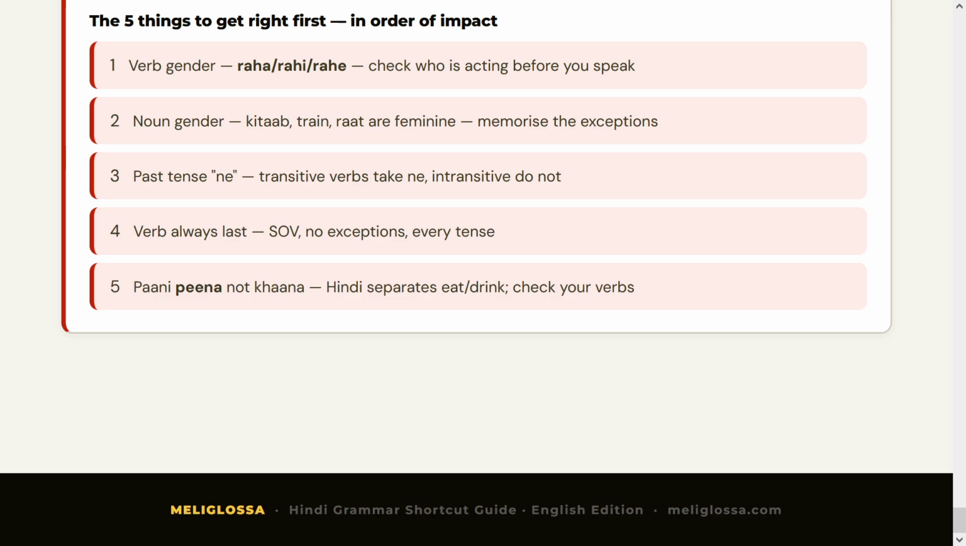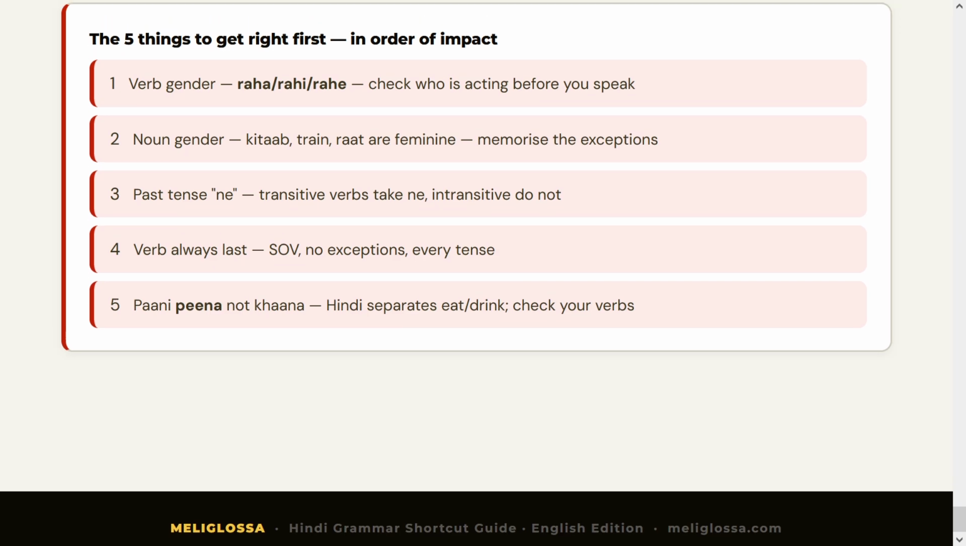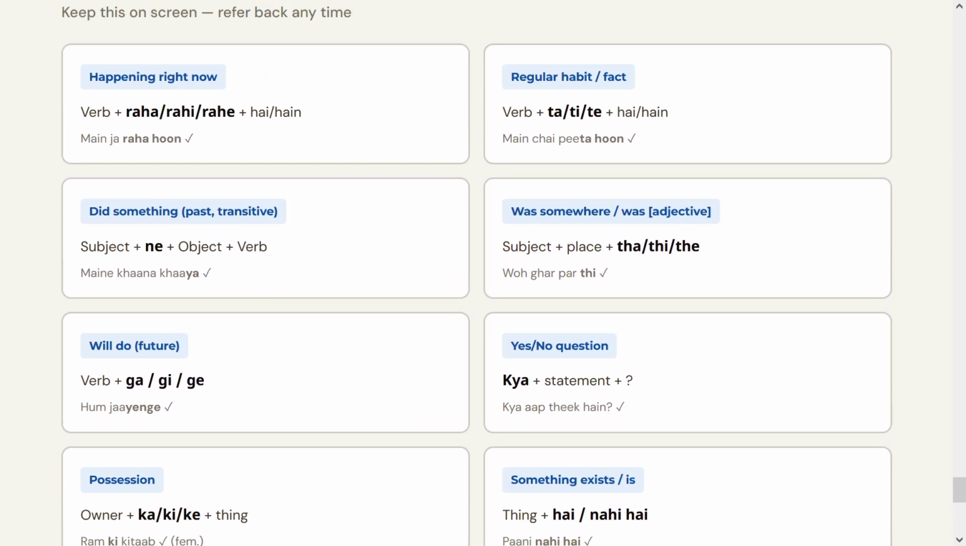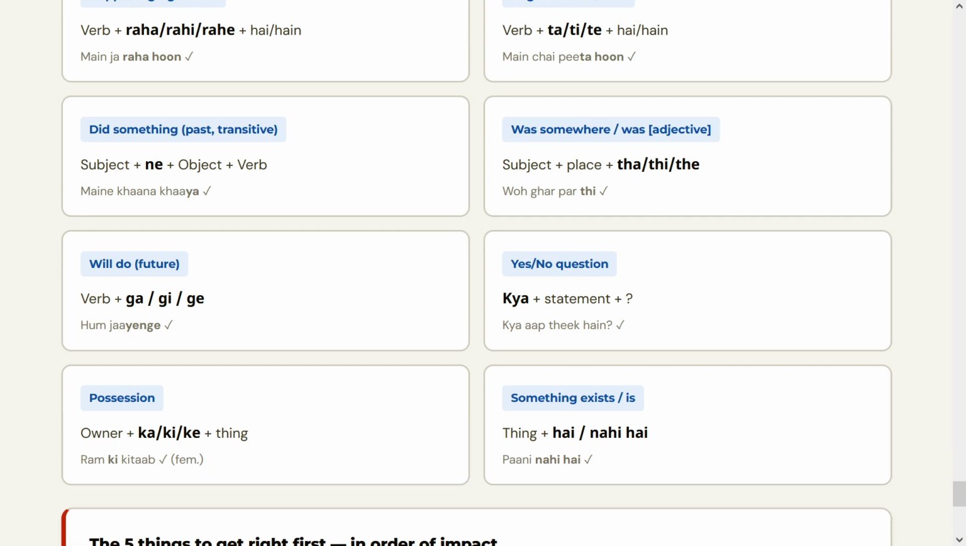8 rules, that's it: word order, noun gender, verb agreement, the hai formula, present tense patterns, past tense with ne, postpositions, questions. These 8 patterns are the skeleton of Hindi. Everything else you learn, vocabulary, expression, more complex structures, gets built on top of this. Get this right, and the language starts to feel navigable.